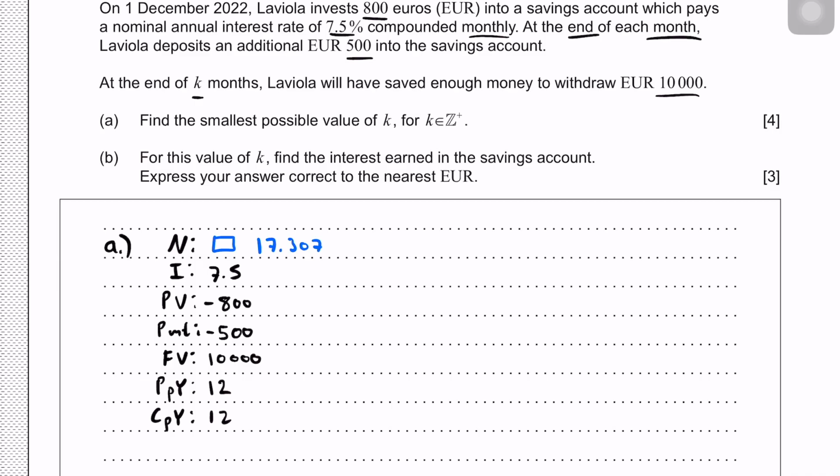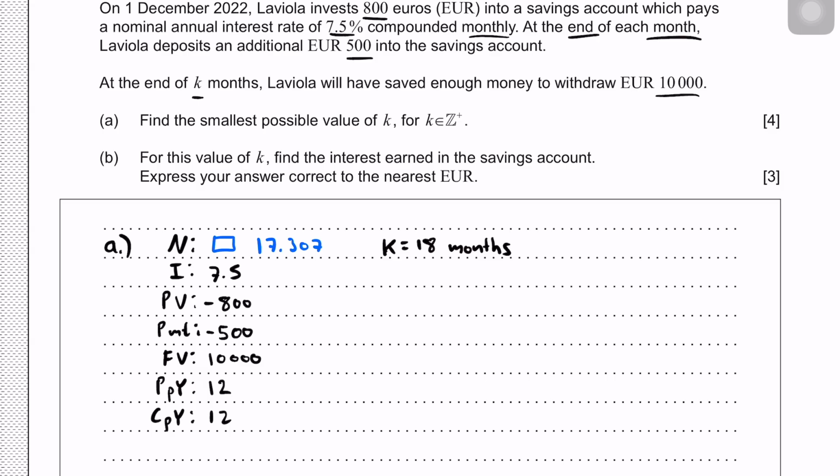So in this case, K is equal to 18. So after 18 months, she'll have 10,000 euros.